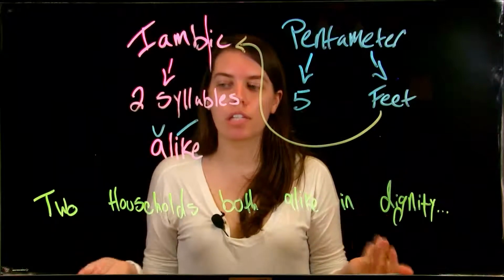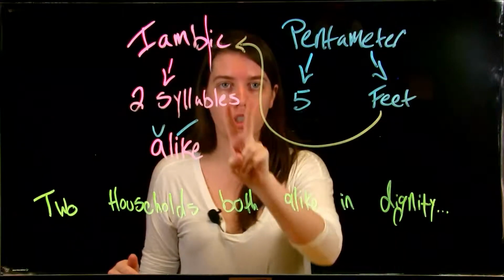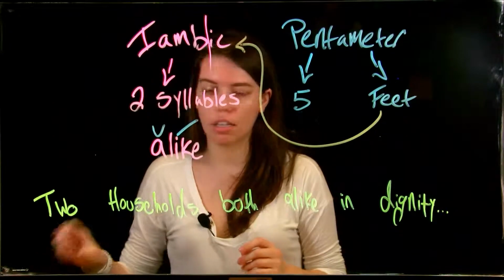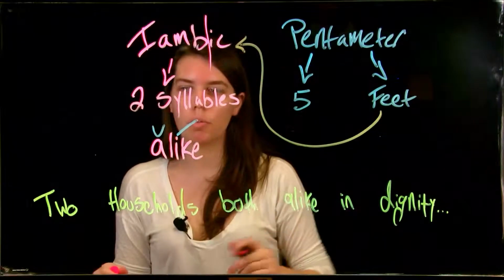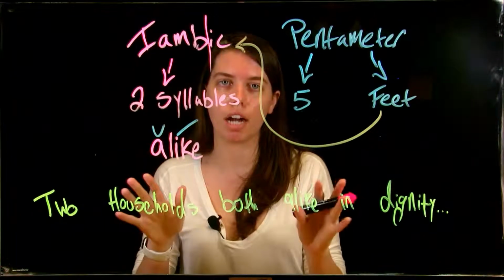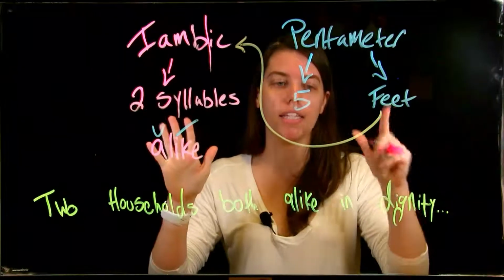All right, so let's figure out, is it a pentameter? Is it five feet of two syllables? Is it iambic? Let's break it down. Is it a pentameter? So how many syllables do we have? And literally you can count it out on your hands. "Two households, both alike in dignity."